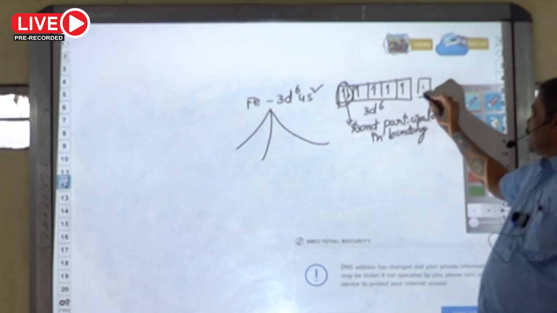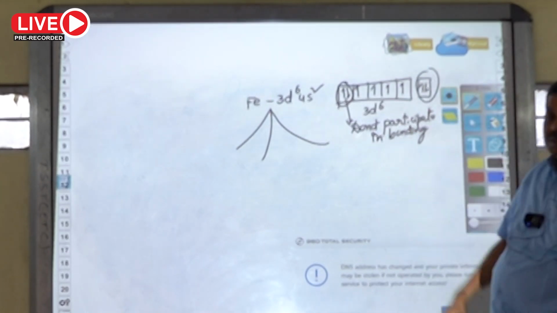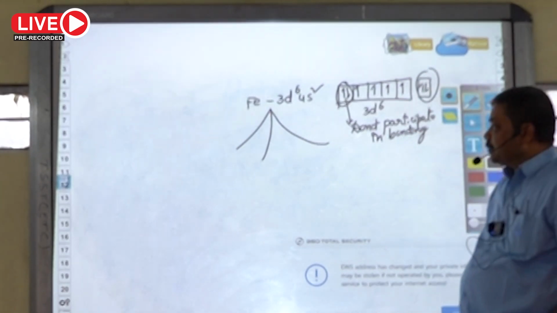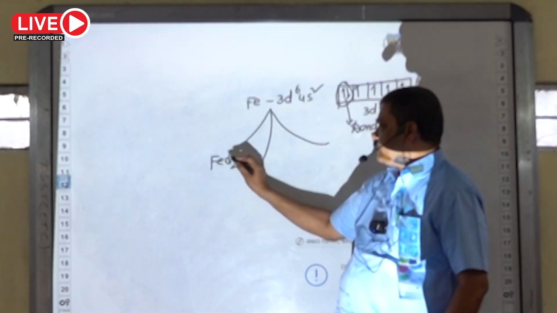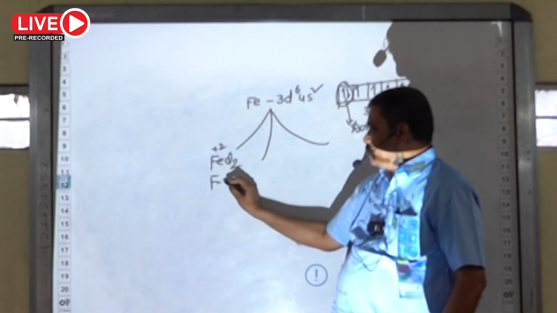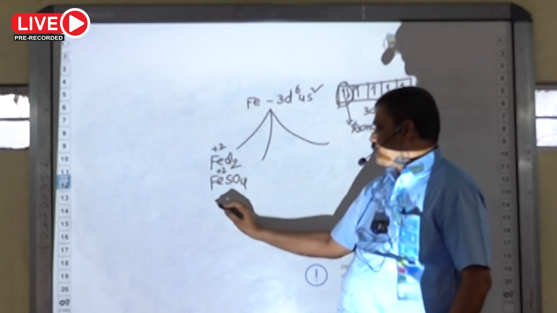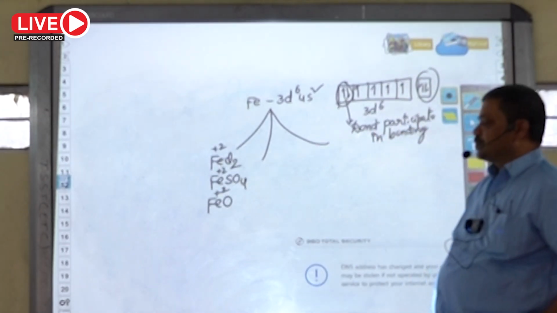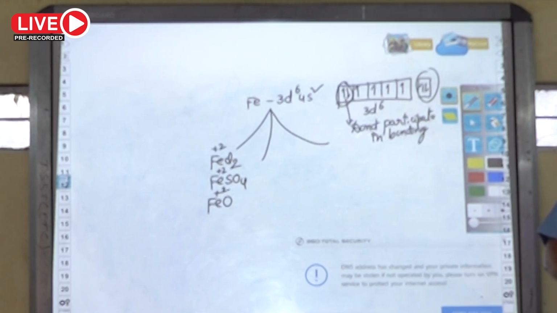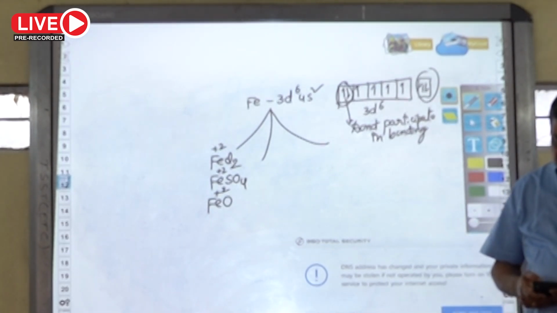Outermost two s electrons are already there. If these two s electrons participate, iron shows +2, like ferrous chloride, +2. Ferrous sulfate, +2. Ferrous oxide, +2. So iron shows some oxidation states, some compounds in which it is in +2 state.